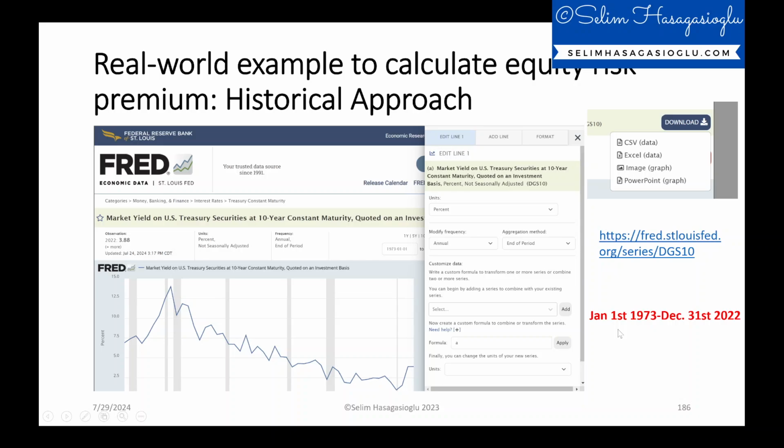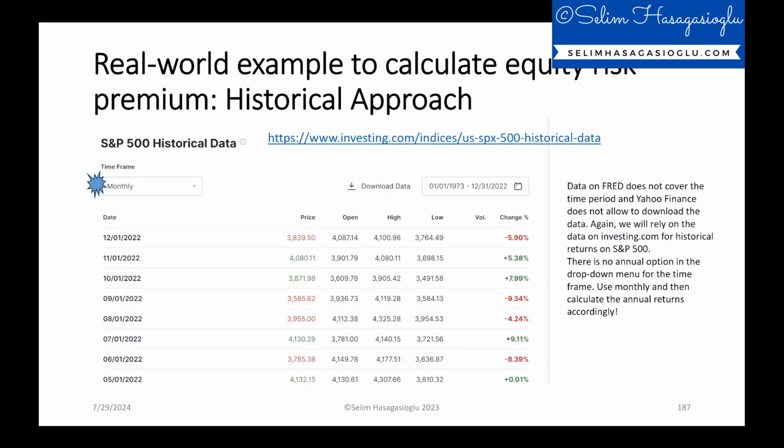Again, the time period will start from January 1st, 1973, and it will end on December 31st, 2022. So now we will have the yields on the 10-year US Treasury for this time period of 50 years.